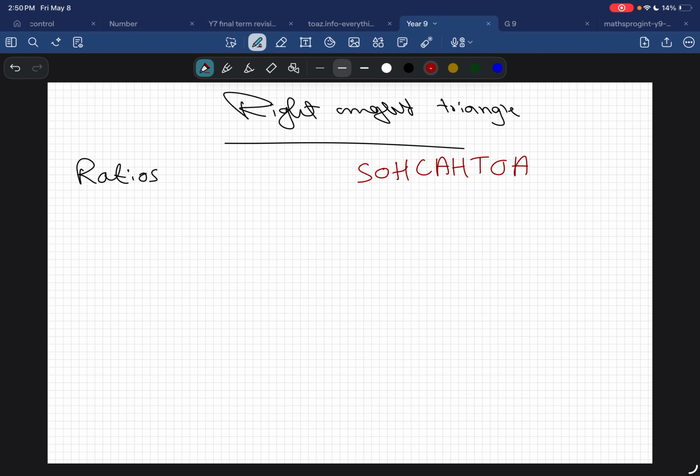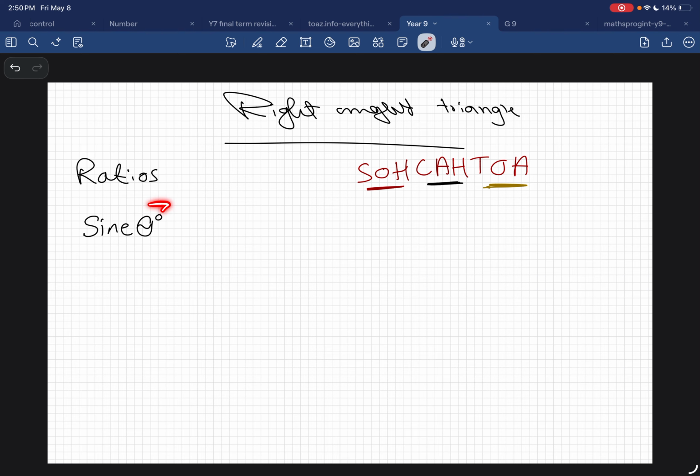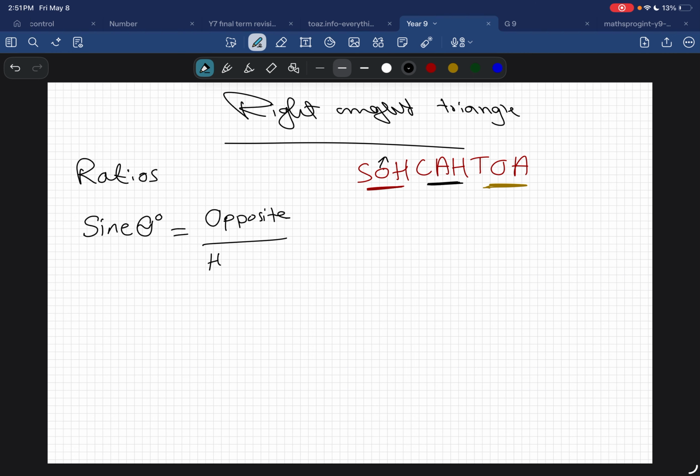So, this is a ratio, that is a ratio, and that is also a ratio. What does Soh stand for, guys? It is the sine of theta, which is any angle given in a right angle triangle. We are dealing with right angle triangles only here. Sine theta equals the O, which stands for the opposite, over the hypotenuse. It's really, really important to mention that.